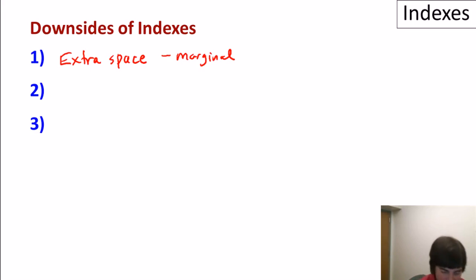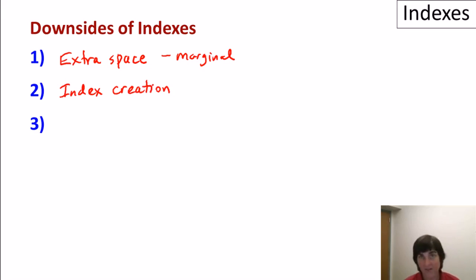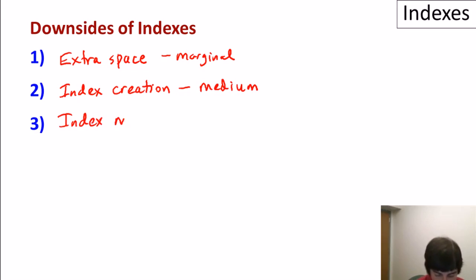The second downside is the overhead involved in index creation. So when a database is loaded, if we're going to have indexes, those indexes need to be created over the data, or if we add indexes later on, they need to be created. Index creation can actually be a fairly time-consuming operation, so I'm going to make this a medium downside. On the other hand, once the index is created, all of the queries run faster, so it's usually worthwhile to do it.